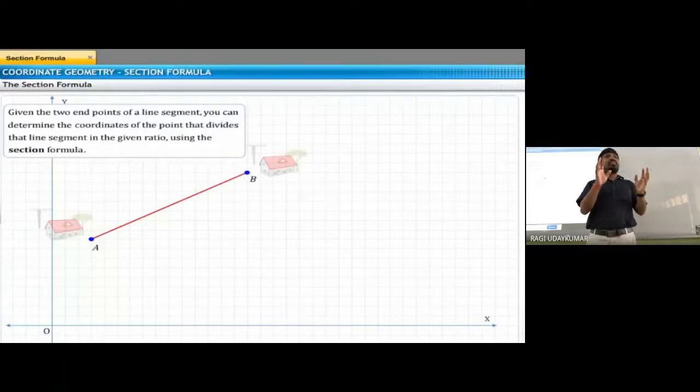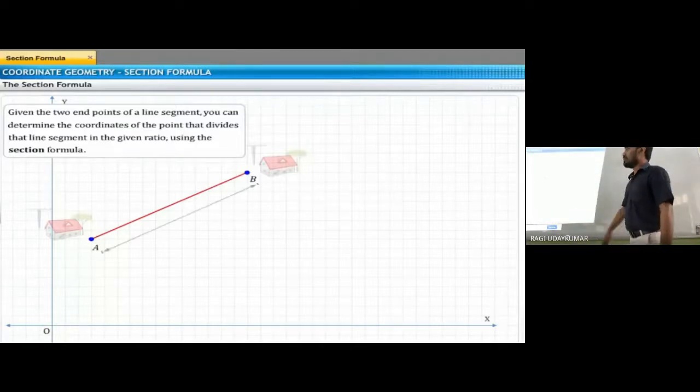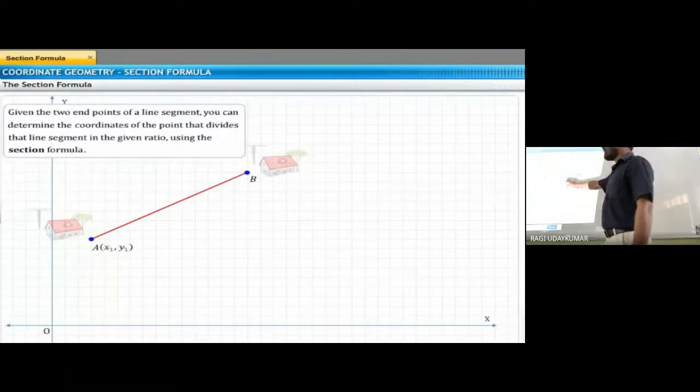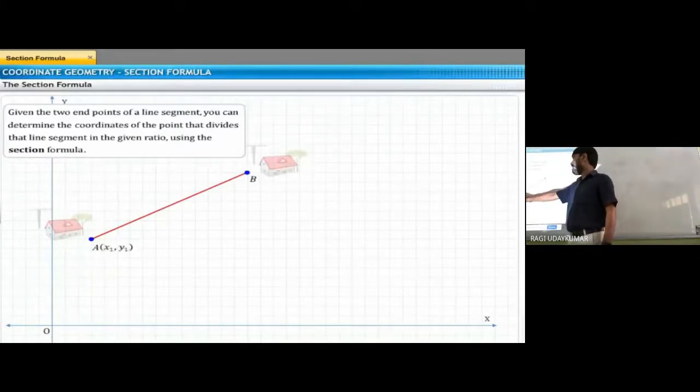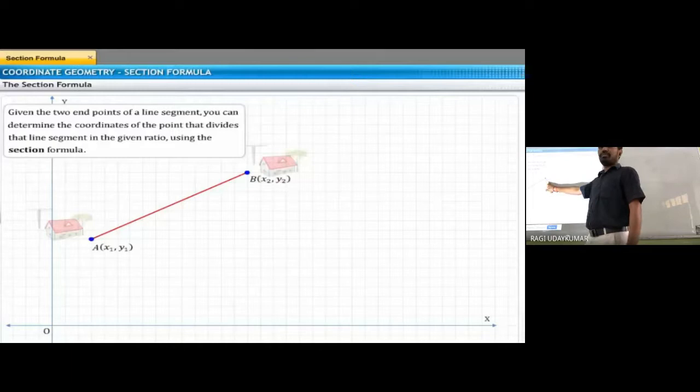The formula will be given to you in different ways. In some books the ratio is given as m1:m2, and in some books it is given as m:n, whatever it may be. How we derive it is a very important thing; if you keep that in mind, then it is an easy task to continue. So we are going to take the two points in the coordinates: the first point is x1, y1 and the second is x2, y2.